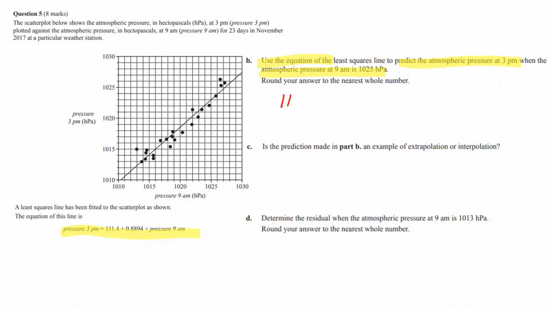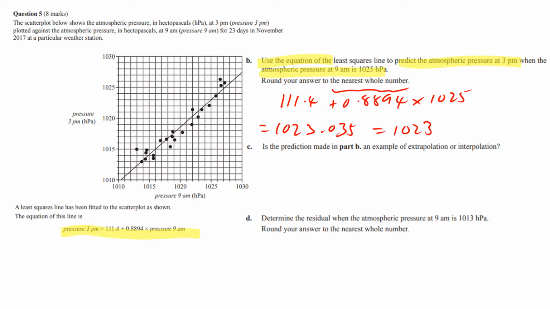So we get 111.4 plus 0.8894 times 1025. You will get that equals 1023.035, but we want the nearest whole number. So that equals 1023. Make sure you pay attention to those roundings, whether it's whole numbers, decimal places, or significant figures. Don't want to lose the mark.